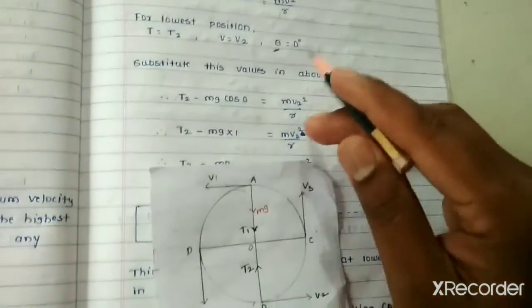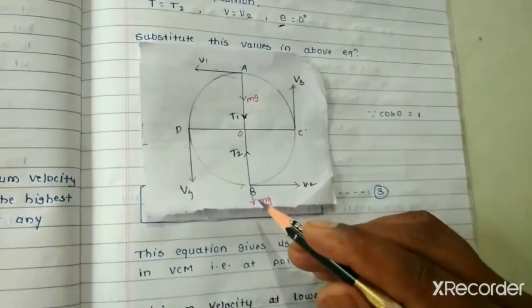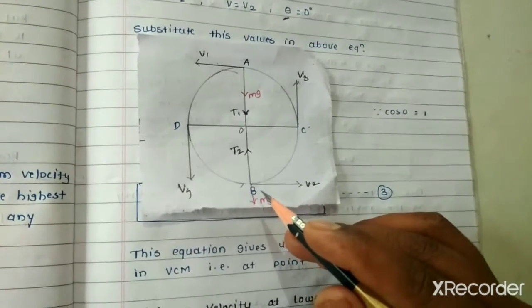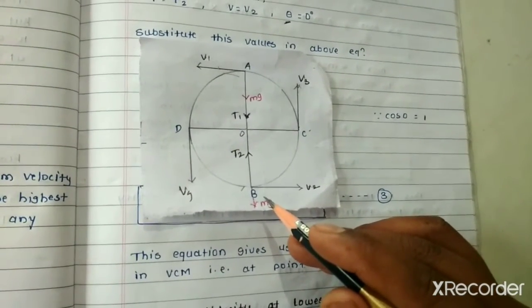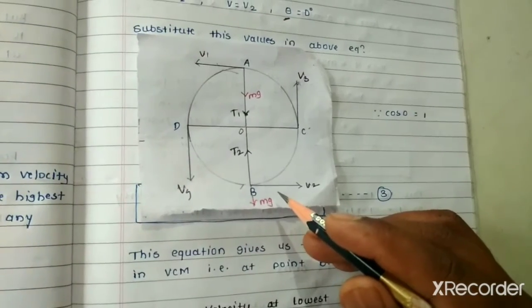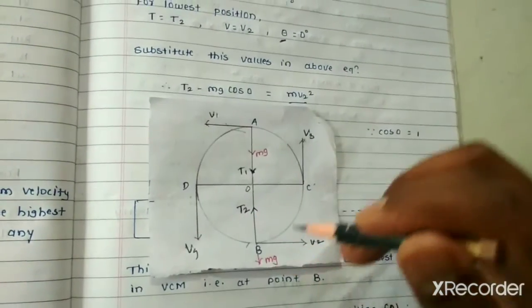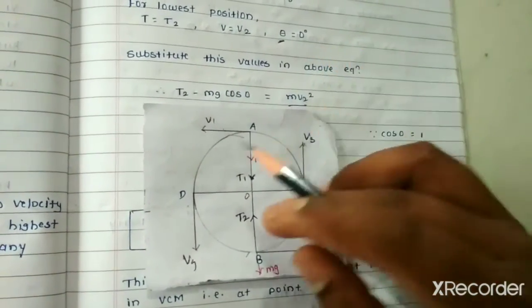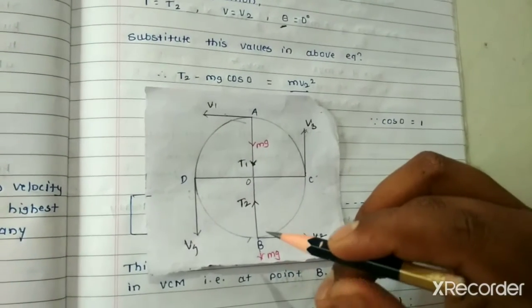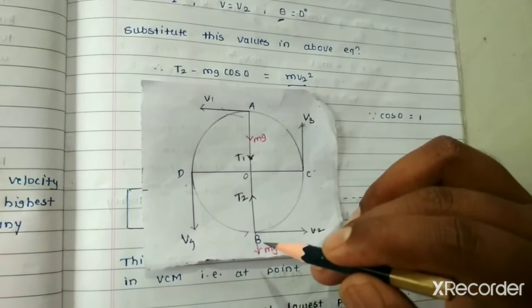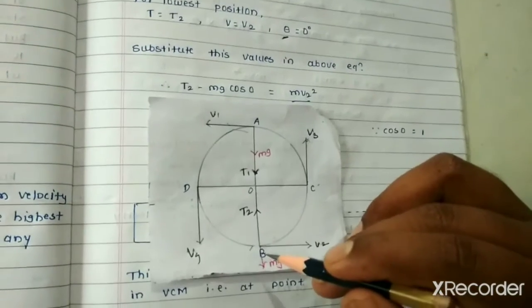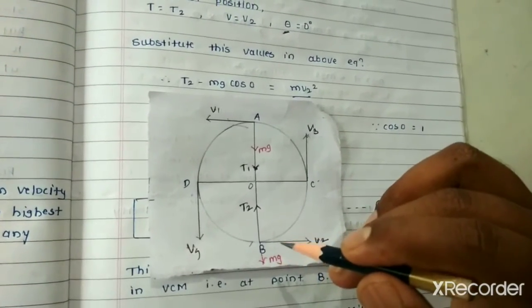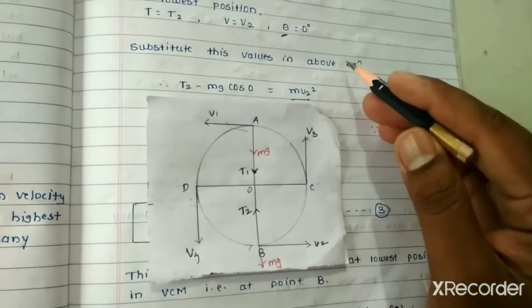Why theta is equal to 0? Because the particle starts from the lowest position, that is from point B. So theta is going to be 0.